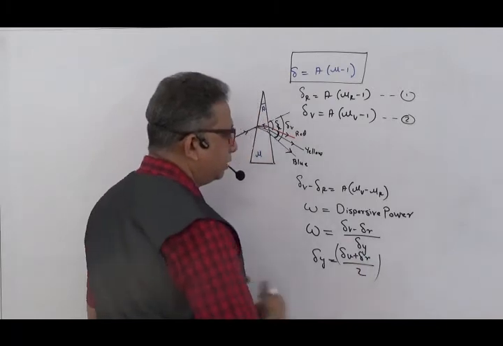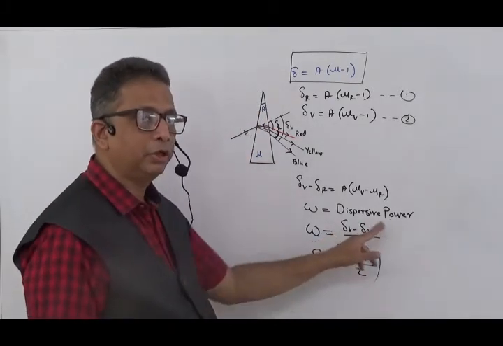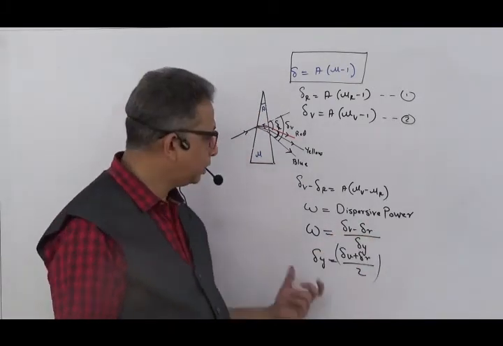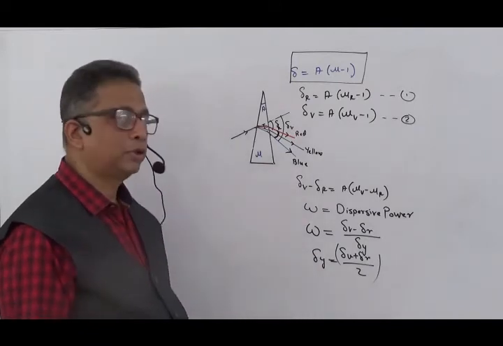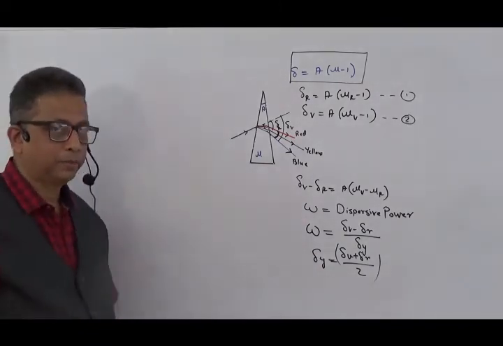So what have we done? We have taken the mean deviation of violet and red. So this gives you the dispersive power of a prism. Please take a look.